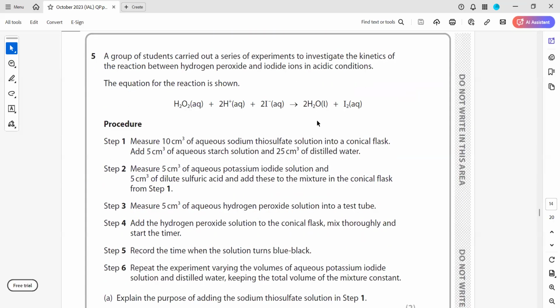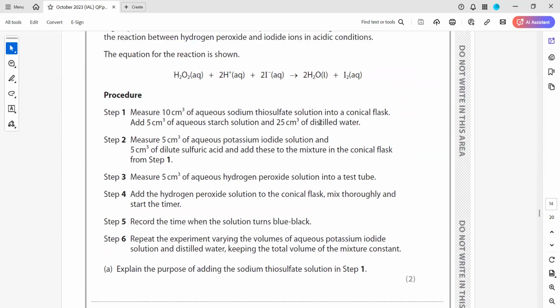Then a group of students carry out a series of experiments to investigate the kinetics of the reaction between hydrogen peroxide and iodide in acidic condition. 10 cm cube of aqueous sodium thiosulfate in a conical flask. Added 5 cm cube of aqueous starch.